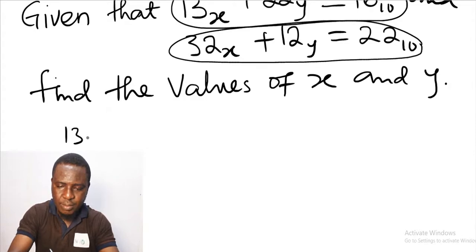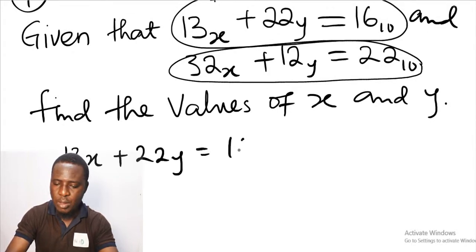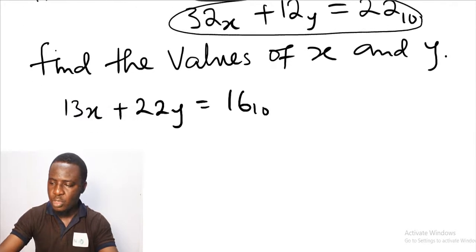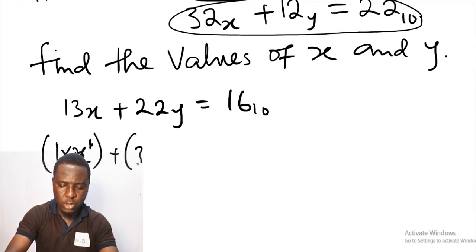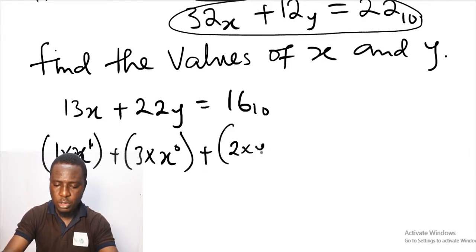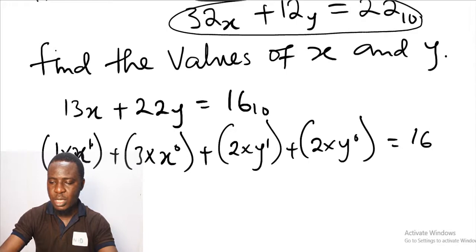This is 13 base x plus 22 base y being equal to 16 base 10. So I'm going to convert them to base 10. This becomes 1 times x raised to the power of 1 plus 3 times x raised to the power of 0 plus 2 times y raised to the power of 1 plus 2 times y raised to the power of 0 being equal to 16. That is for equation 1.